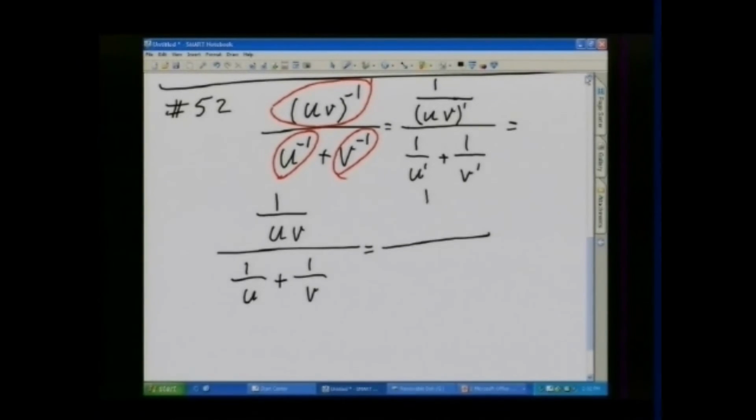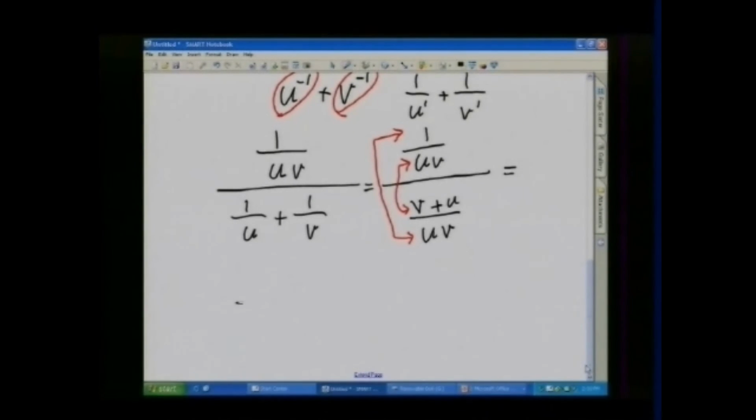I'm going to write the numerator as is, 1 over uv. Denominator, I take the common denominator between the two terms. It would be uv, and then the numerator would be v plus u. Now, multiplication of the furthest terms divided by multiplication of the closest terms. That's what I would like to call it, equal to.